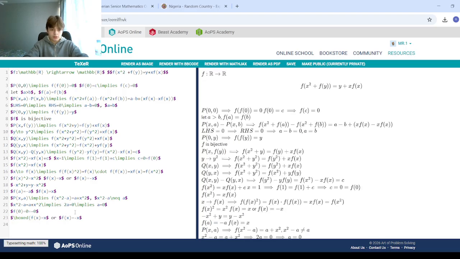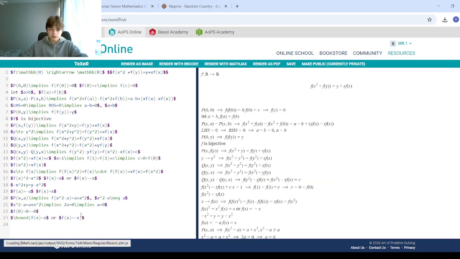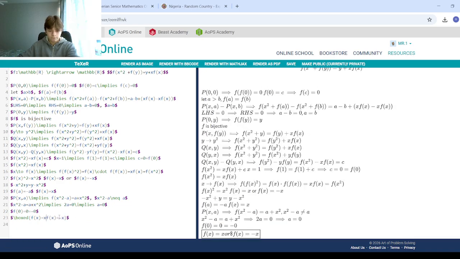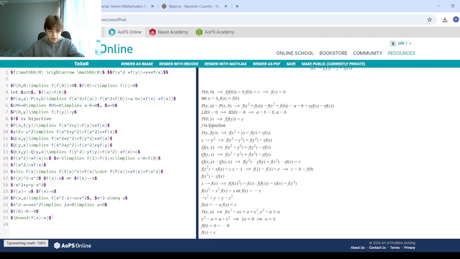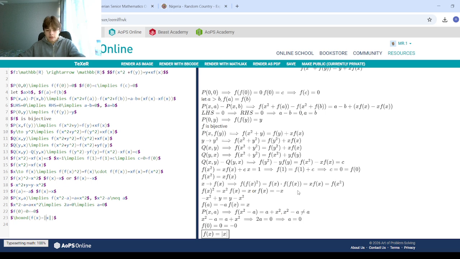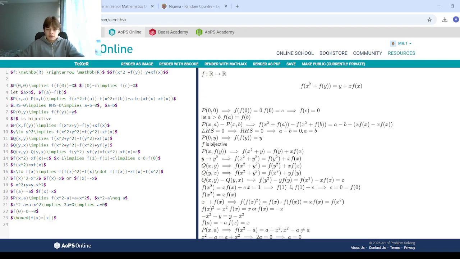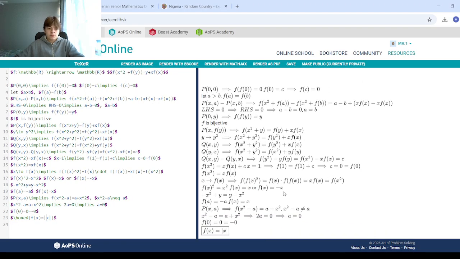Actually, it would be simpler if we do this. Okay, so we get f(x) is equal to the modulus of x, and we are done solving this problem.